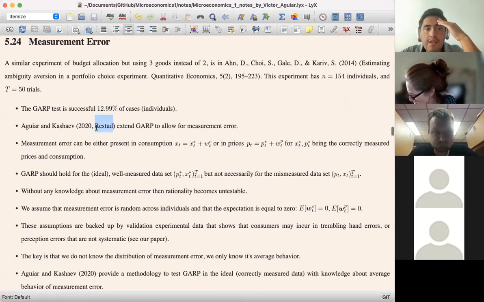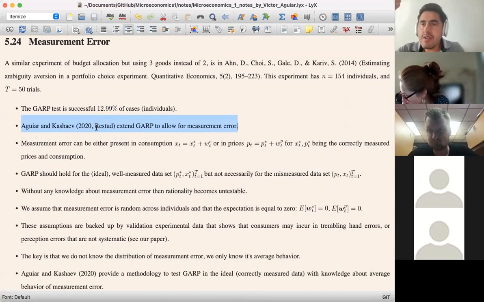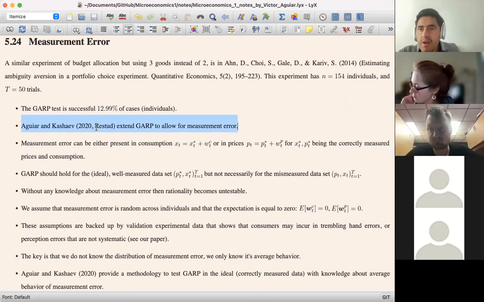But what's up? Basically, in my paper with Nail, we say, look, there is obviously an issue here. Let's consider the possibility that consumers are making random mistakes. When you make random mistakes, they are not mistakes that should be theorized, but rather cleaned.